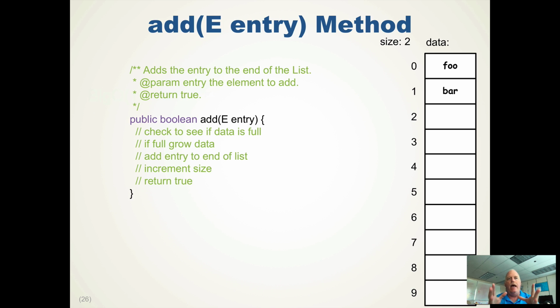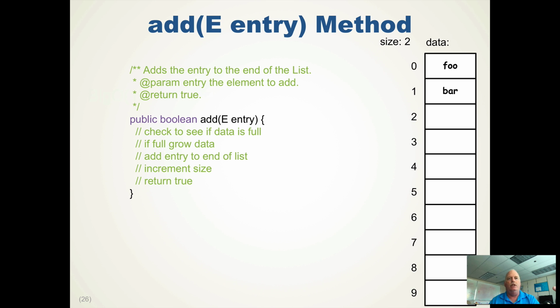So now we want to add something to our list. The add method takes one parameter, entry, of type E, and adds it to the end of the list. We've got to make sure, because our array could be full. We could have data.size items. So let's say in this example we had 10 items and we call add, what do we do? Well, we need to grow the array.